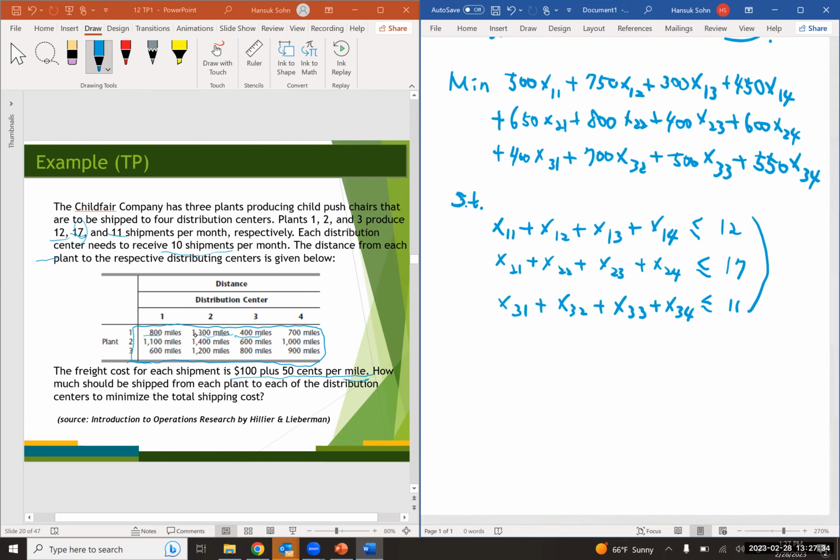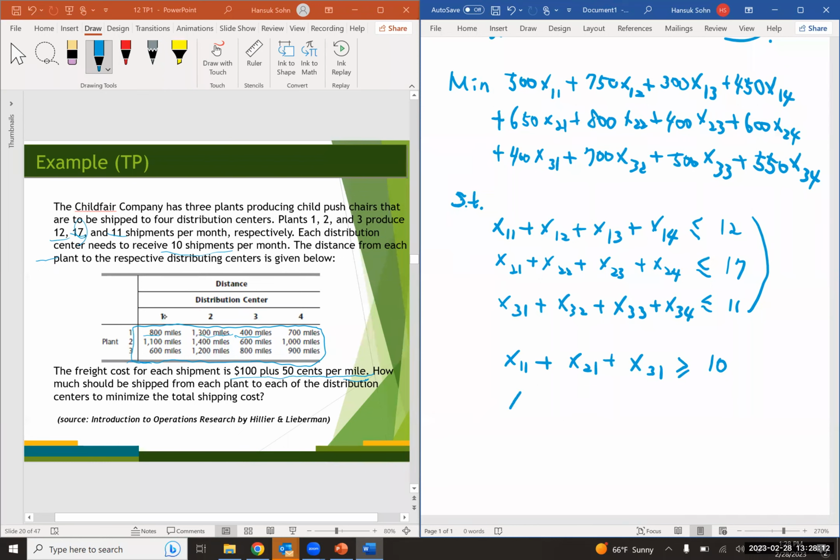So we are going to have four of them, right? For each distribution center in our case. So the first one should be x11 plus x21 plus x31, right? Has to be greater than or equal to the demand amount from the destination number one, from the distribution center number one.